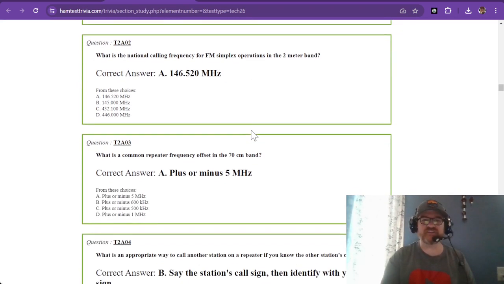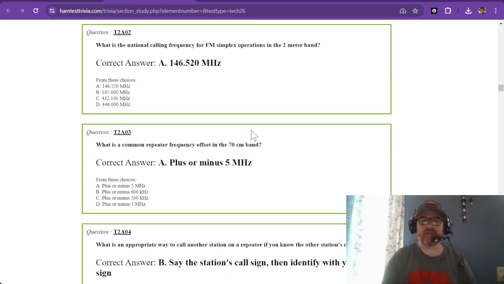So the second question for element two, sub element A, is what is the national calling frequency for FM simplex operations in the 2-meter band? And that is 146.520. You'll want to memorize that frequency because that is the frequency where most people listen on the same frequency. And you don't have to know any repeater offsets or tones or anything like that.